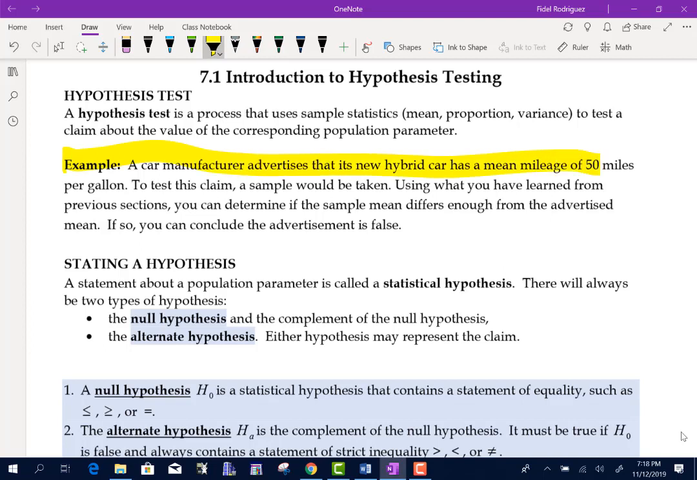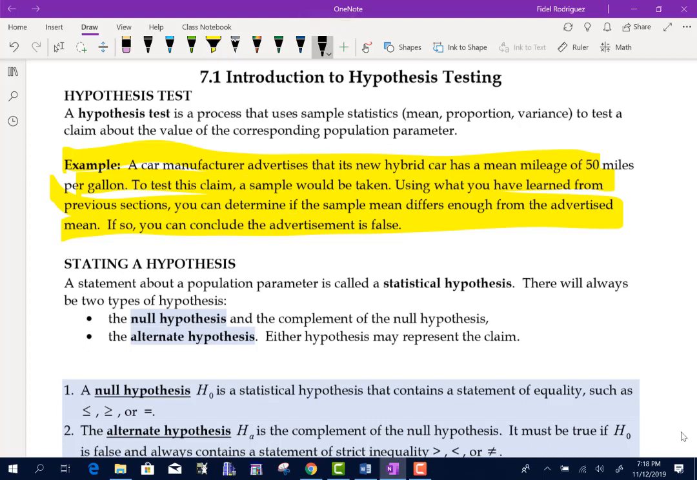First example. Okay, so it says a car manufacturer advertises that its new hybrid car has a mean mileage of 50 miles per gallon. To test this claim, a sample would be taken. Using what you've learned from previous sections, you can determine if the sample mean differs enough from the advertised mean. If so, you can conclude that the advertisement is false.